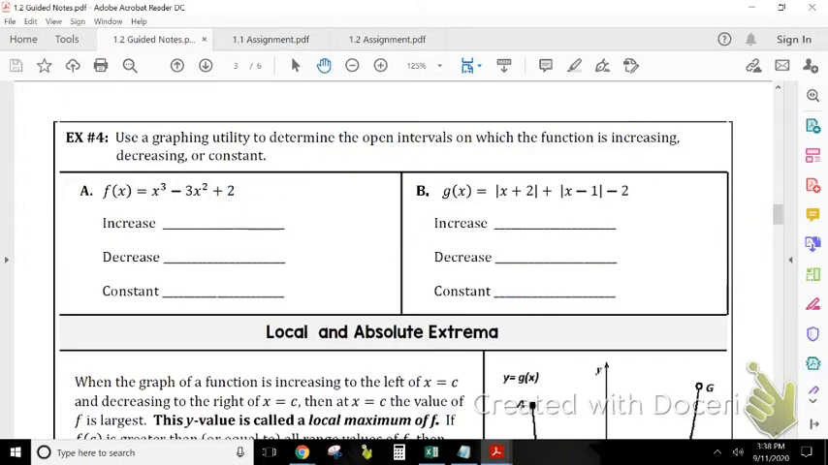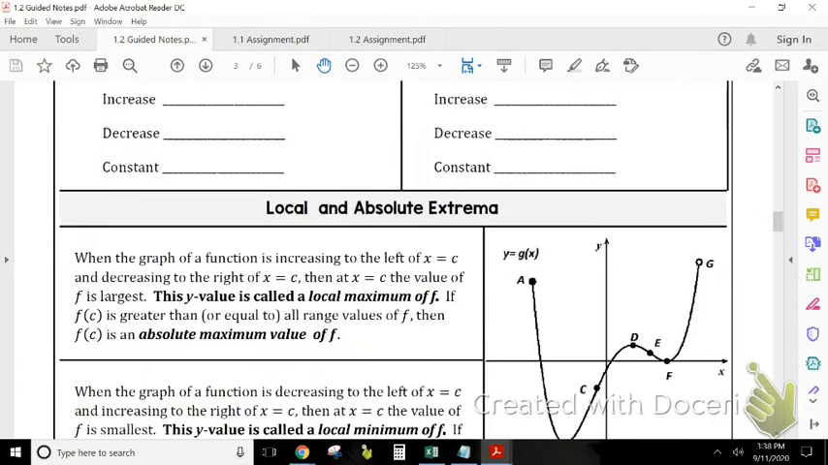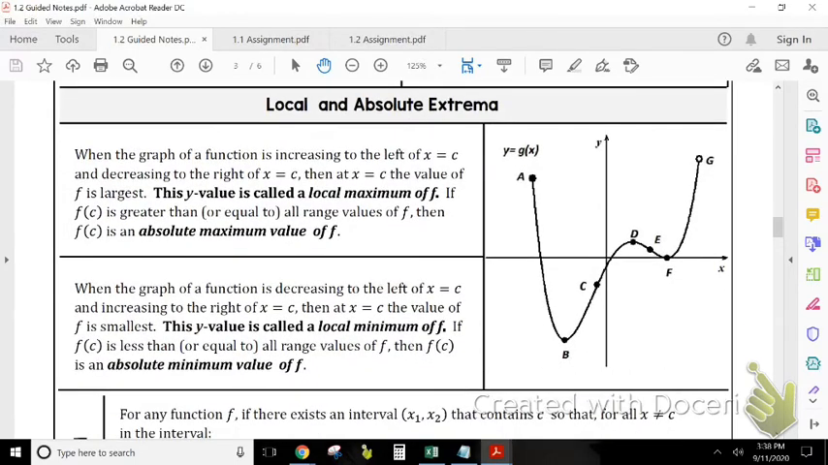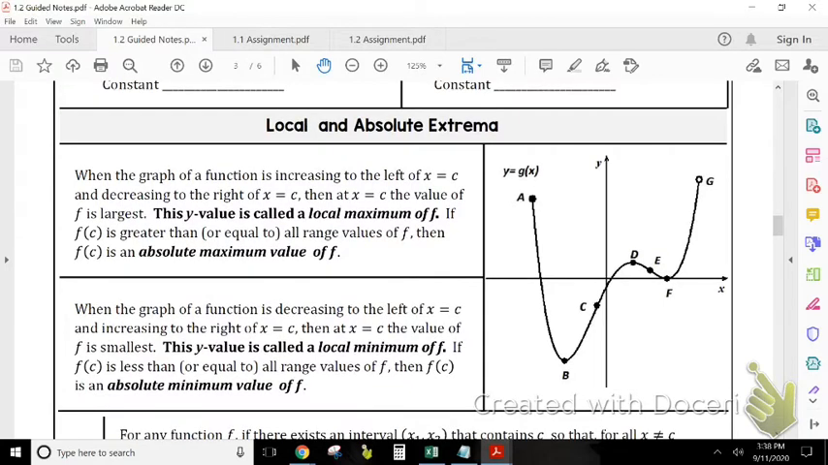All right, so then we're going to talk about local and absolute extrema. So when the graph of a function is increasing to the left of c, x equals c, and decreasing to the right of x equals c, then at x equals c the value of f is the largest. All right, so what it's saying here, it says this y value is called a local maximum of f. So what it's saying, because it says it's increasing to the left, decreasing to the right of it, means it's going to give you a hilltop, okay? So a hilltop will be a local maximum of that function.